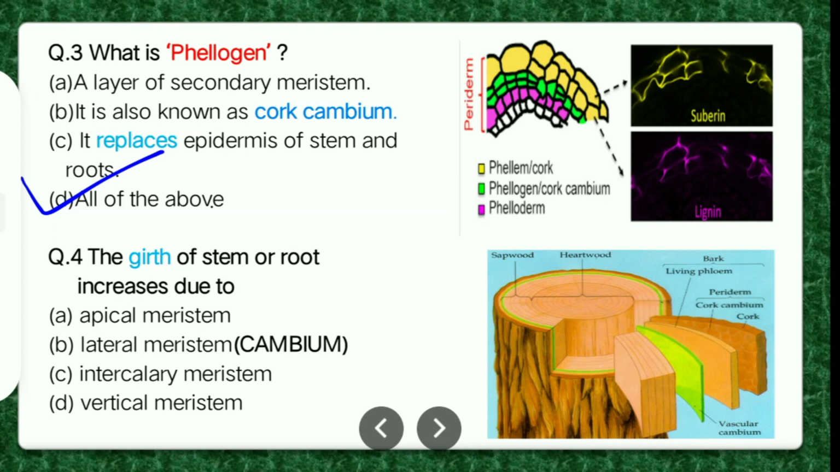Let's see how. Here you can see in the image, the first layer is called cork, of orangish color. The second layer is the living phloem, that is bark, and the third one is the vascular bundle where the xylem and phloem are present. So option B is the correct option of this question.